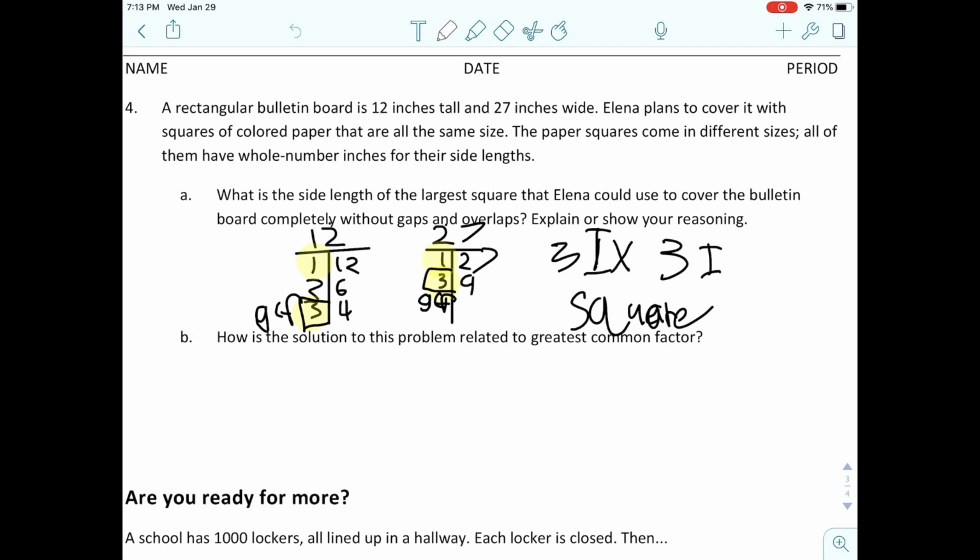This is actually Danny, the same student's work from the week prior when we were doing greatest common factor. And you can see he did solve it using greatest common factor. He found all the factors of 12 and 27 and found the greatest common one would be 3, so it would be a 3-inch by 3-inch square. Now let's try the way that Danny did with this most recent lesson using least common multiple.